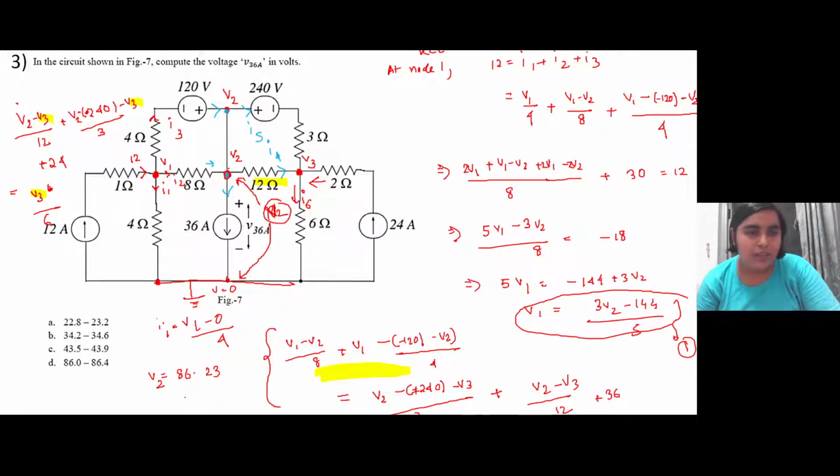So once you are able to calculate V2, you can simply go for the answer, right? Since across this particular current source the voltage is given, V36A will be equal to the node voltage V2. So it is directly equal to 86.23. Out of this four option D is the correct one. So we will move to the next problem now.